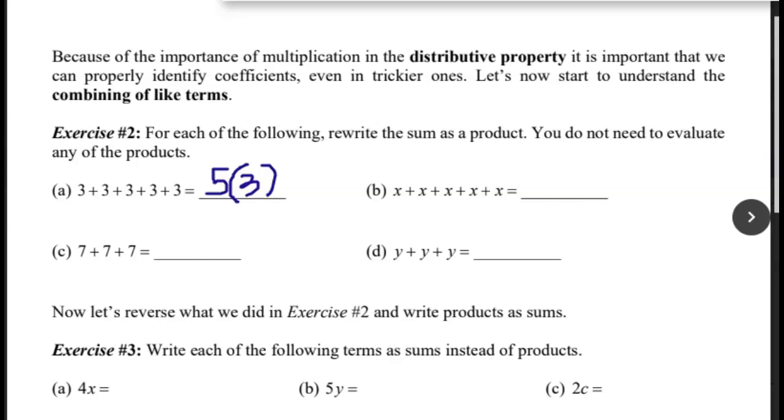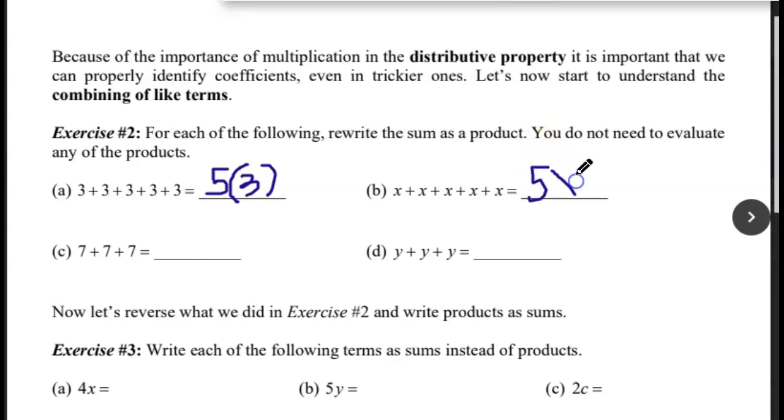Let's see somebody else. How about Danae? Letter D, it's x plus x plus x plus x plus x again. So how do we rewrite letter B as a multiplication expression? I'll pass by Malia. I'll come back. I mean Danae. MD, go ahead. Is it 5x? That is very correct.